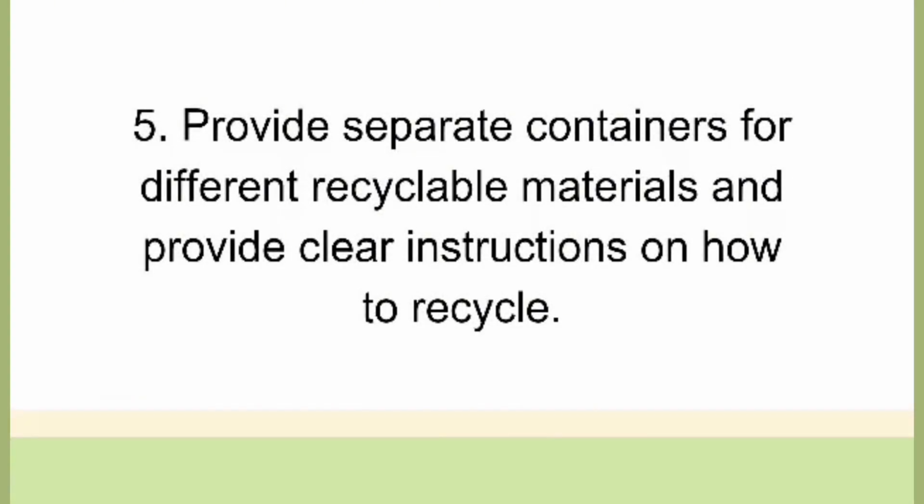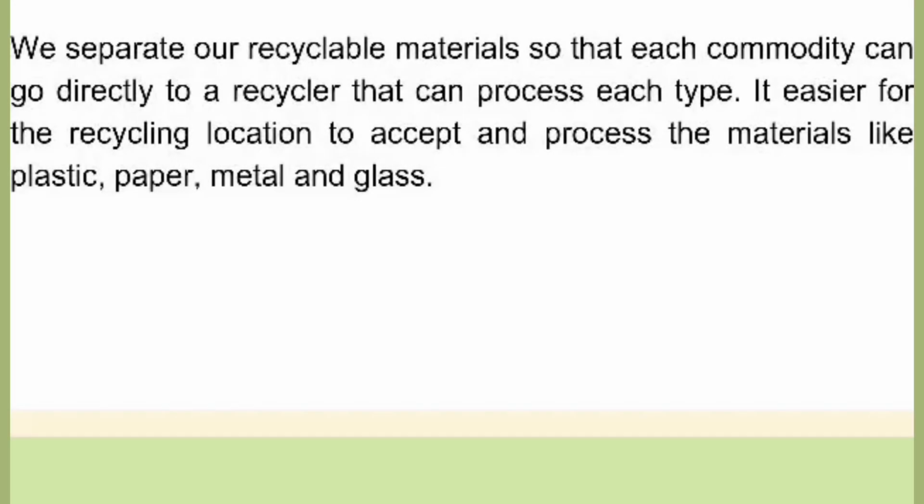Fifth, provide separate containers for different recyclable materials and provide clear instructions on how to recycle. We separate our recyclable materials so that each commodity can go directly to a recycler that can process each type. It's easier for the recycling location to accept and process materials like plastic, paper, metal, and glass.